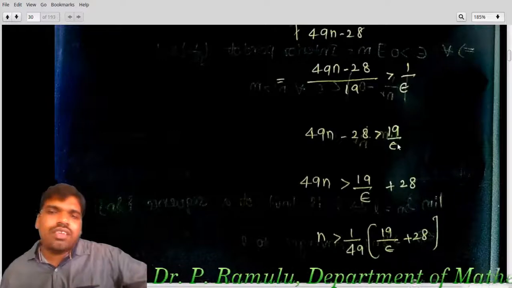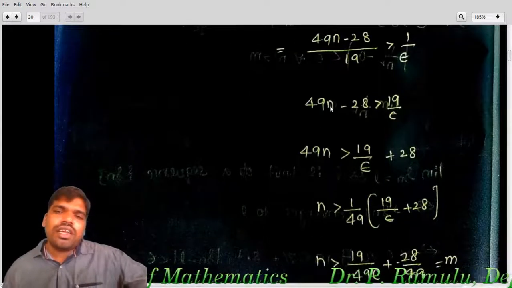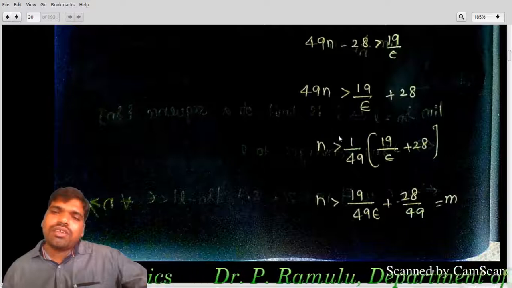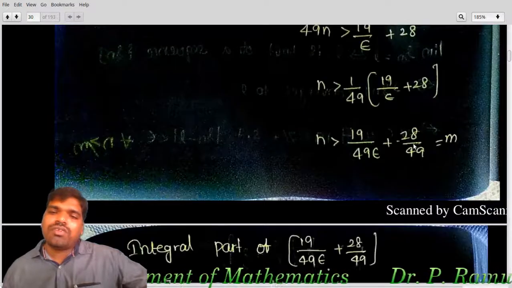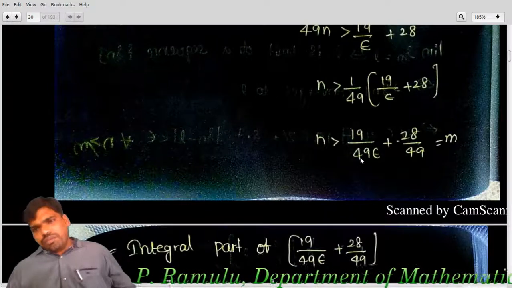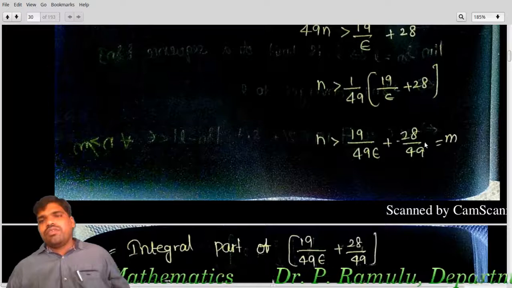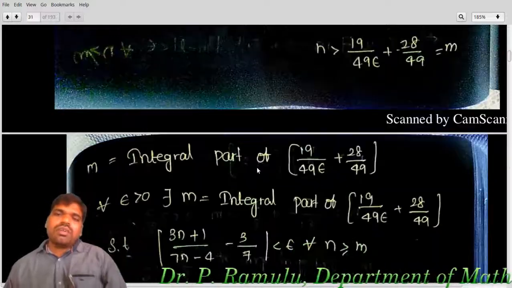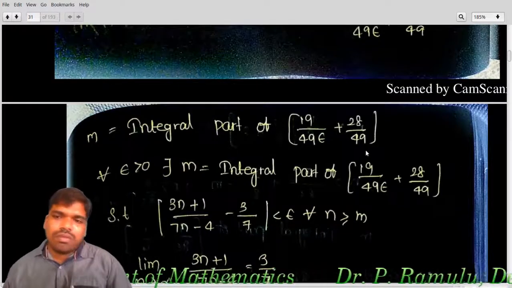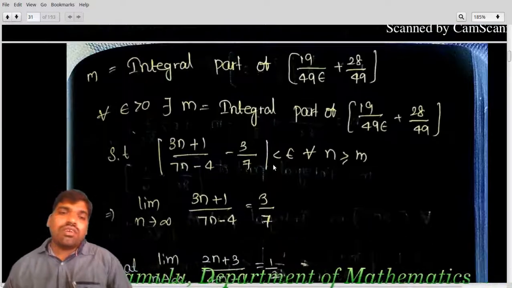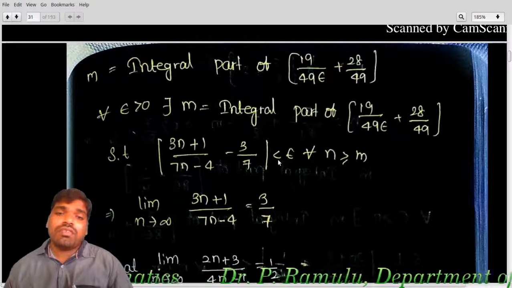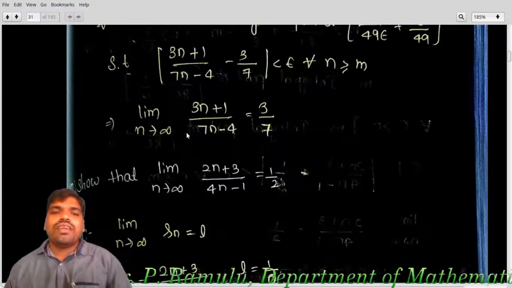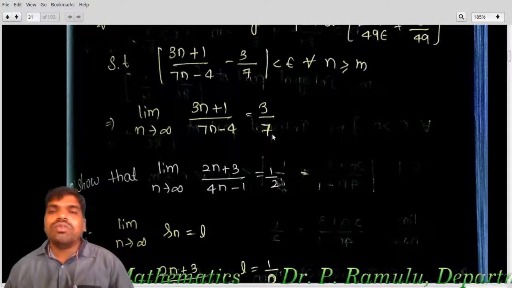So 49n minus 28 is greater than 19 by epsilon. 28 comes this side, so n is greater than 1 by 49 times 19 by epsilon plus 28, that is, 19 plus 28 epsilon by 49 epsilon. I am taking m equal to the integral part of this. For epsilon greater than 0, there exists such an m such that mod of 3n plus 1 by 7n minus 4 minus 3 by 7 is less than epsilon for all n greater than m, which implies the limit of 3n plus 1 by 7n minus 4 is equal to 3 by 7.